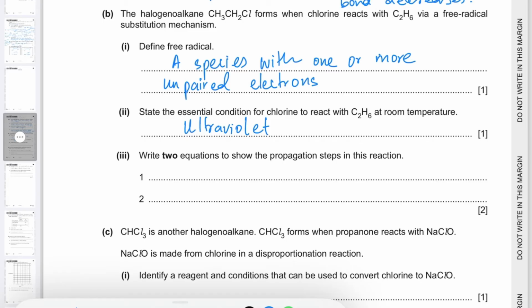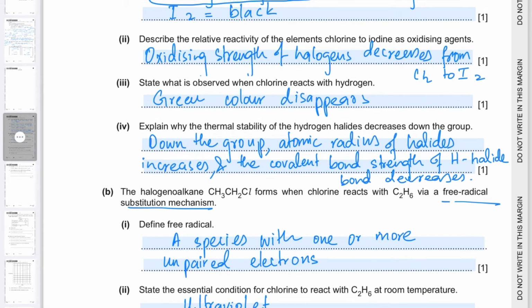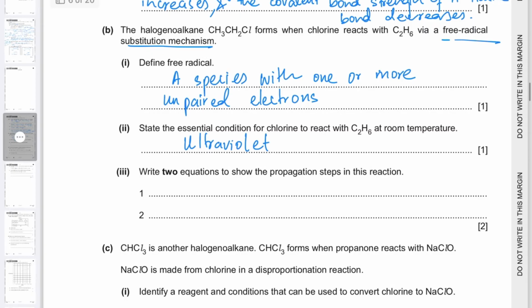Part 3, write 2 equations to show the propagation step in this reaction. Okay, a free radical substitution mechanism has 3 steps to the reaction. The first step is initiation, followed by propagation, and lastly termination. During initiation, a free radical will form from the reactants. So this reaction has chlorine reacting with ethane to form chloroethane plus HCl.